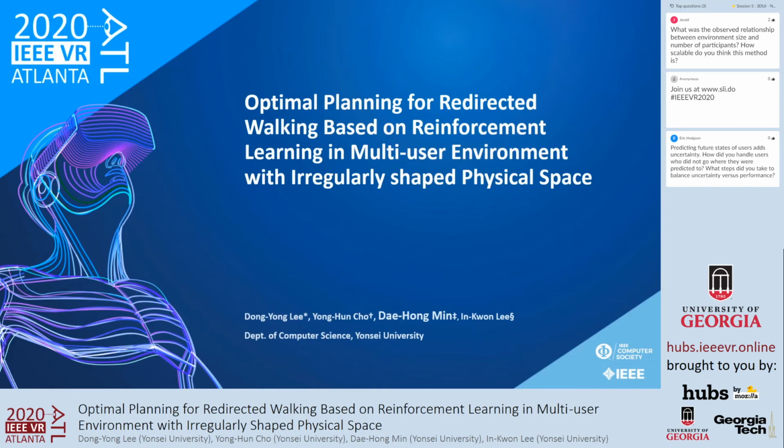Hello, I'm Dai Hong Min. I am the third author of this study, and I am presenting on behalf of the first author. In this study, we present an optimal planning method for redirected walking based on reinforcement learning in multi-user environment with irregularly shaped physical space. This work has been done by Dongyong Lee, Yongwon Cho, and Professor Inkwon Lee.